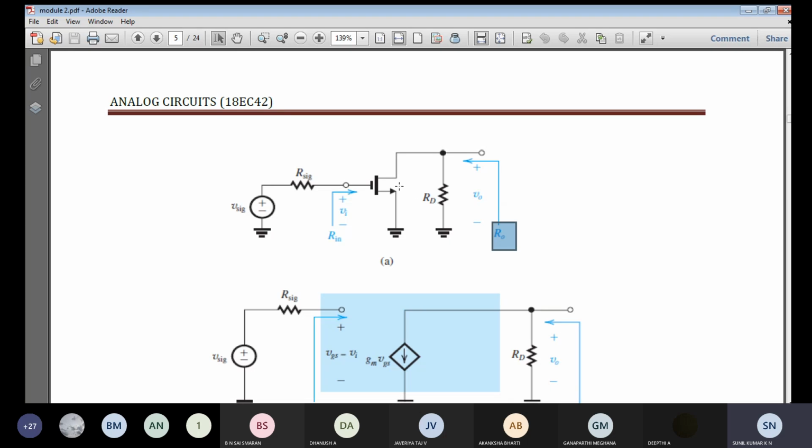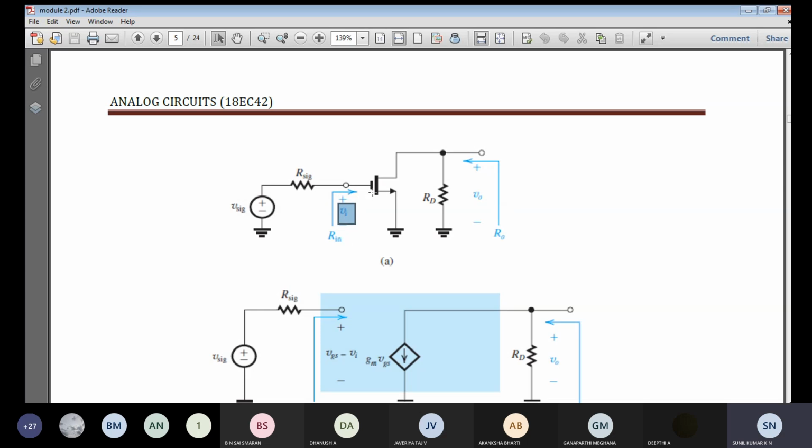So this is unloaded, and here we are going to apply the input voltage. The current flowing over here is 0, and this is the input voltage Vi, which is between the gate and source, and the input current Ii. So here you are going to find the input resistance Rin. So this is about the common source.